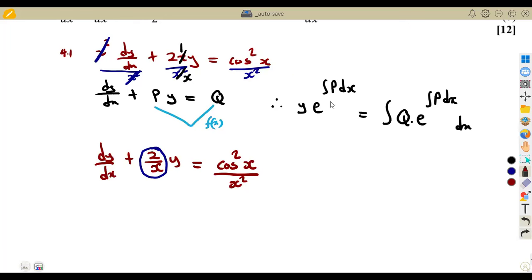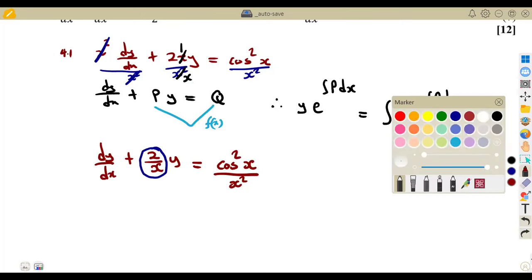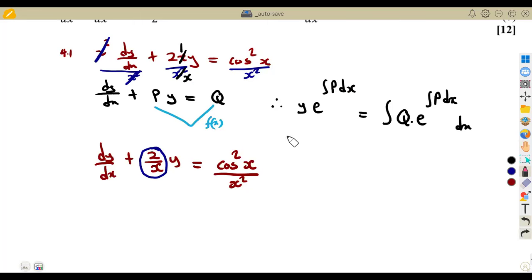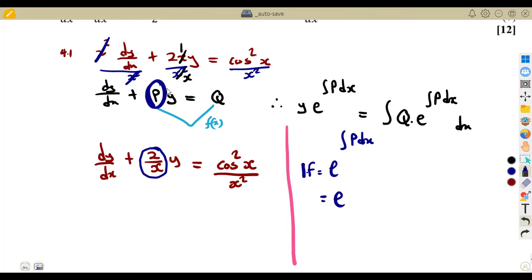It follows that we are supposed to determine e to the exponent of the integral of p, which is our integral factor. So the integral factor is e to the exponent of the integral of p with respect to x. The p in this case is the part that is affecting y, which is 2 over x. This is our p, and this is our q, functions of x. So we take this function of x, which is 2 over x, and this is the integral of 2 over x with respect to x. That is our integral factor.